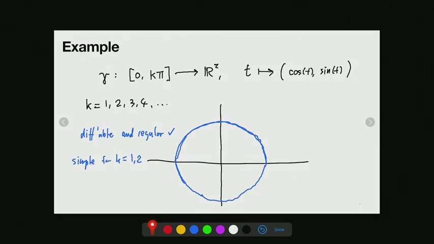Simple. Let me write down again the definition of simple. It's a good detail to be aware of. Simple means that γ restricted to the half open interval [a, b), up to excluding b, is injective. So a is included, but b is no longer included. And that avoids the problem.